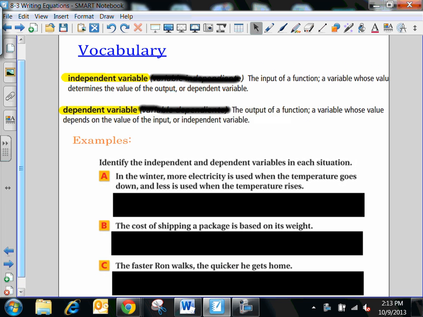independent variable and dependent variable. Okay, it's pretty self-explanatory that the dependent variable depends upon the independent variable. Okay, basically that's what I want you to take, is that the dependent variable depends on the independent variable. So in every function there'll be two variables, and we're trying to decide which one is the independent and which one is the dependent.